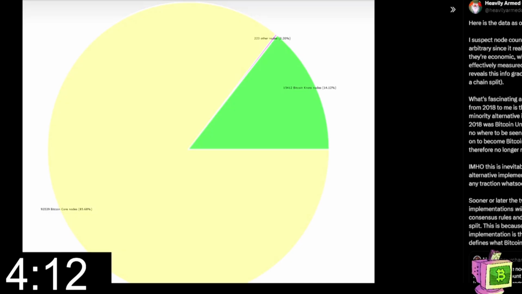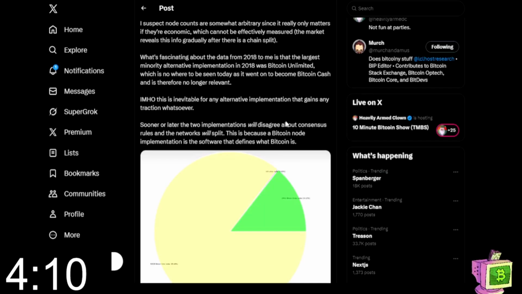So in some respect, the node count is actually pretty arbitrary. It doesn't really matter that much because Bitcoin is Sybil resistant. You can't just spin up a ton of nodes, having them enforce certain rules, and have it matter at all, because Bitcoin isn't designed that way.